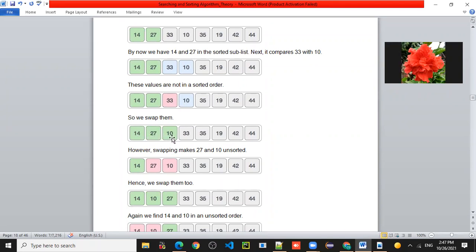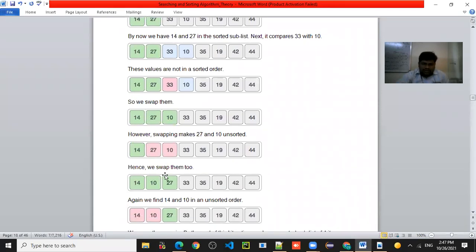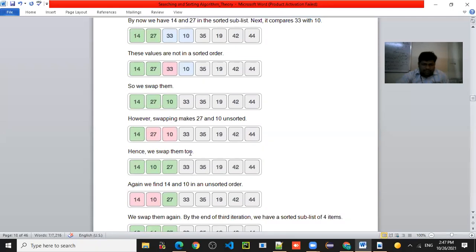So what we will do is compare with the previous element. So 10 will be compared with the 27. Is 27 greater than 10 or less than 10? Greater than 10. So again here in the sublist also we'll apply the swapping, right? To prepare the sorted order list, or to prepare the ascending order list. Now swapping makes 27 and 10 unsorted, right? So we swap them too. So 10 is swapped along with the 27.